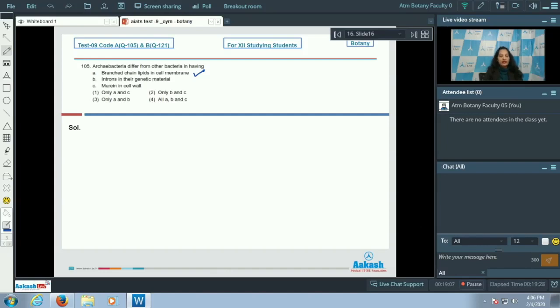B. Introns in their genetic material. It is also true that like eukaryotes, they have introns in their genetic material. C. Murein in the cell wall. Murein is the peptidoglycan, and peptidoglycan is not present in the cell wall of archaebacteria. So this is not correct. So A and B, so the correct option for the given question is option number 3.